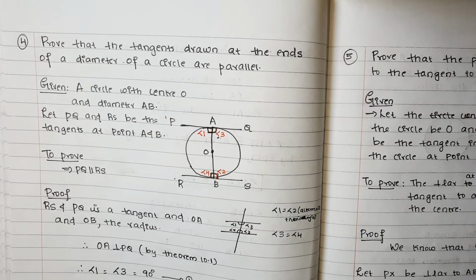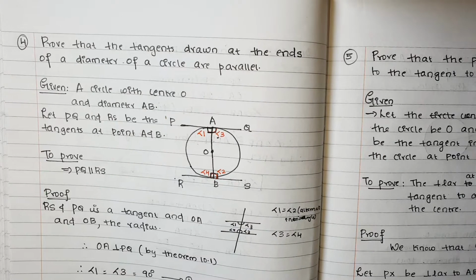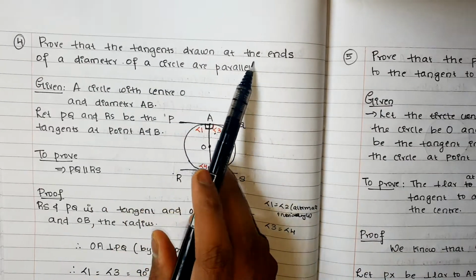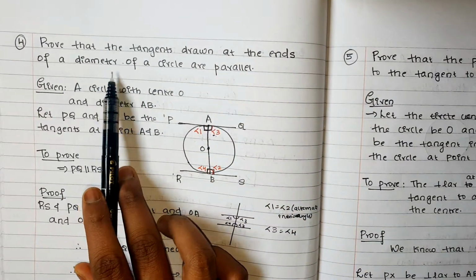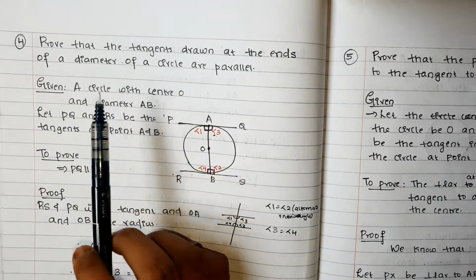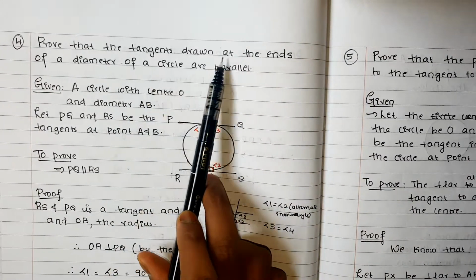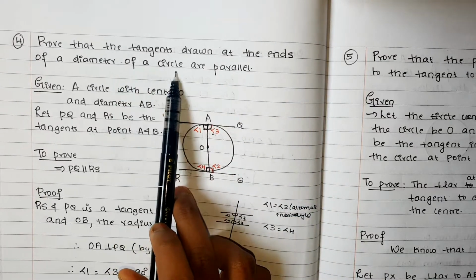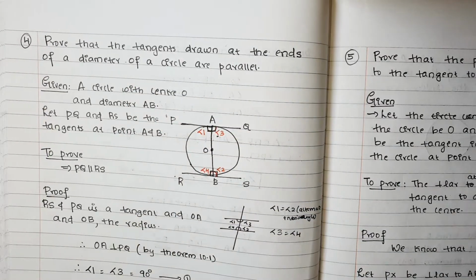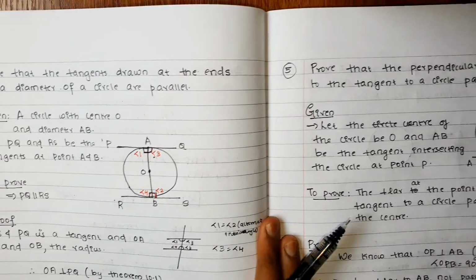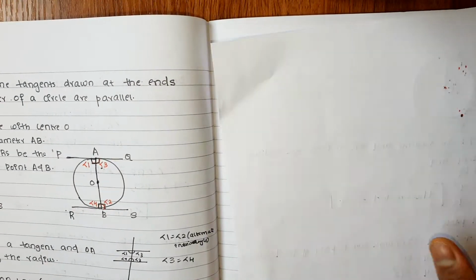We are discussing exercise 10.2 of circles, class 10. Let's move on to the fourth question. Prove that the tangents drawn at the ends of a diameter of a circle are parallel. So, what is the question? Tangents are drawn at the ends of a diameter of a circle, and we have to prove those two tangents are parallel. Okay, first let's draw the circle.